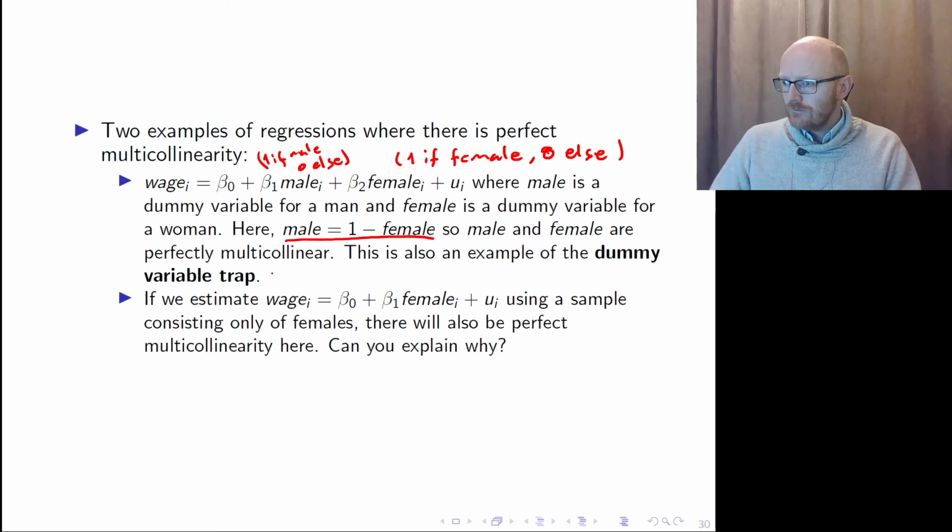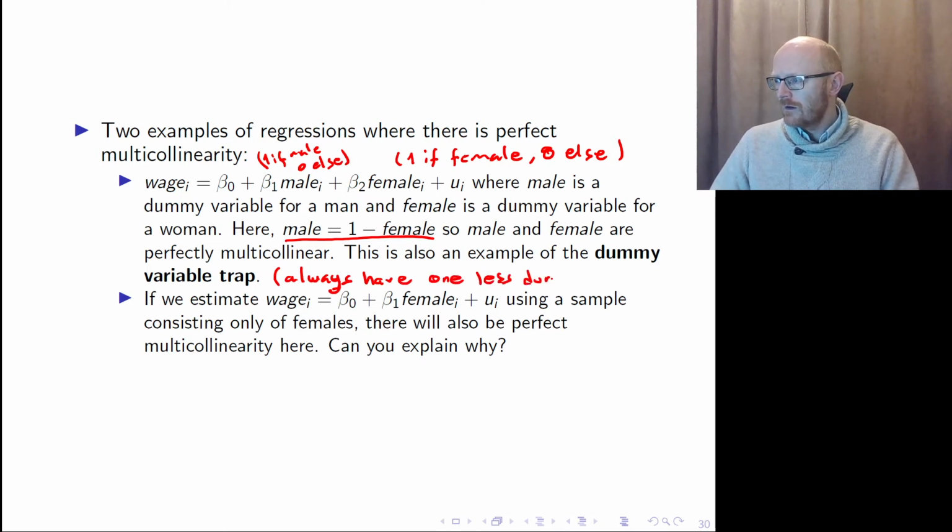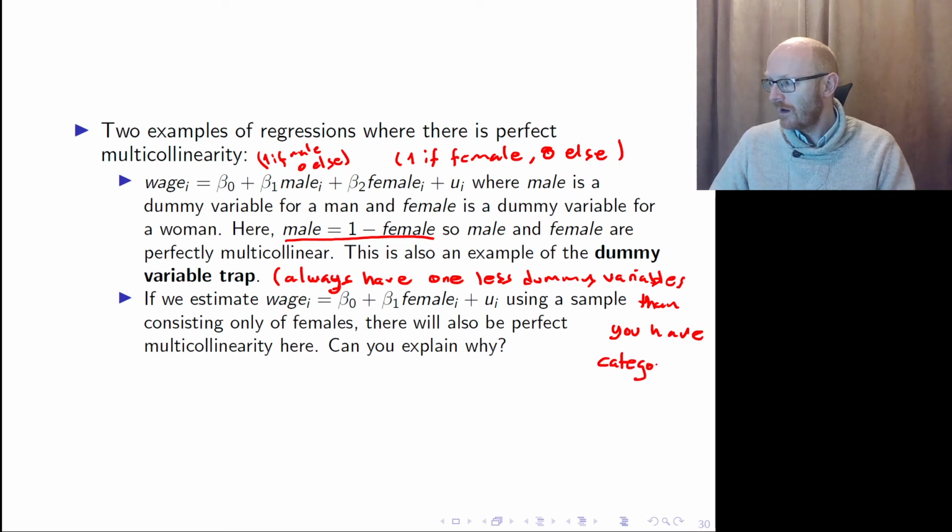So always have one less dummy variables than you have categories. Okay, a bit of repetition for most of you probably.